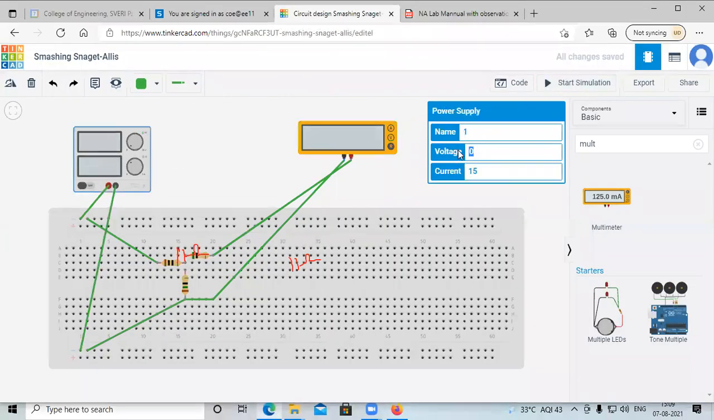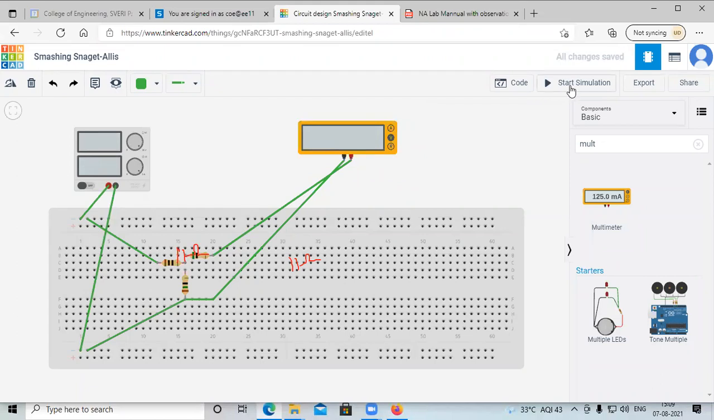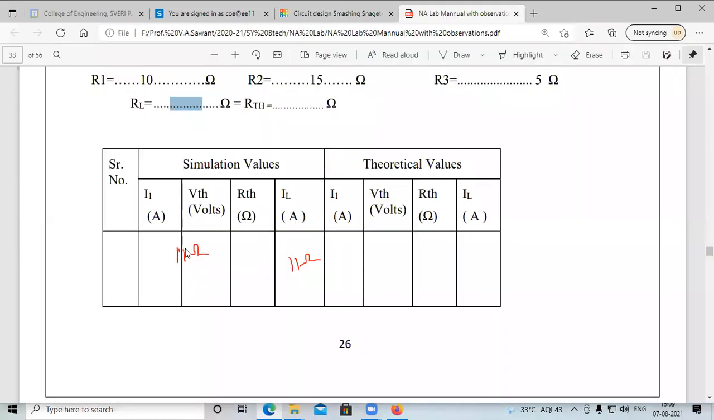So when I have selected here 50 volt and measure the voltage, start simulation, I1 is equal to 2 ampere. So you just write in the observation table: I1 is equal to 2 ampere, VTH is equal to 30 volt, then RTH is equal to 11 ohm, and then IL. So IL we want to calculate.